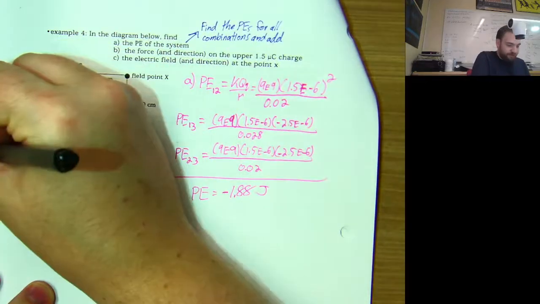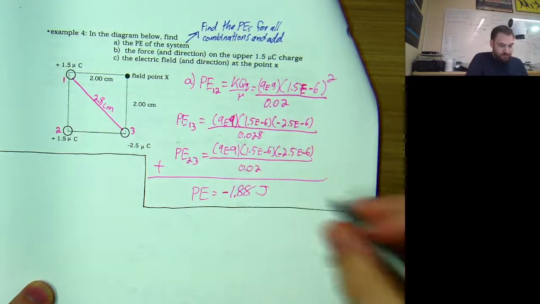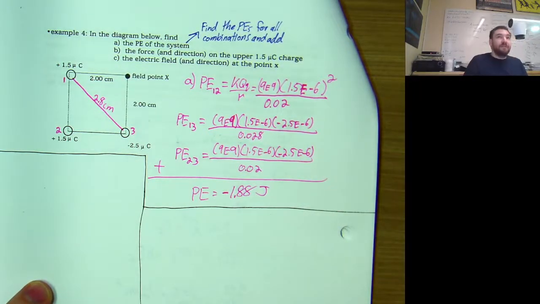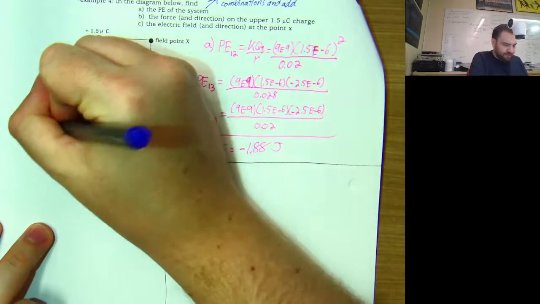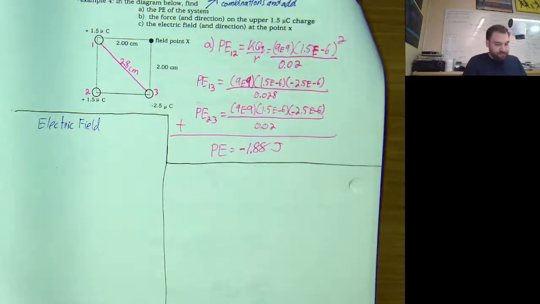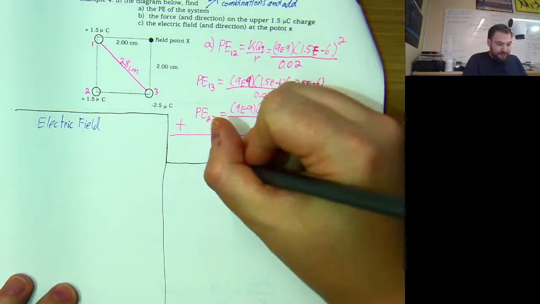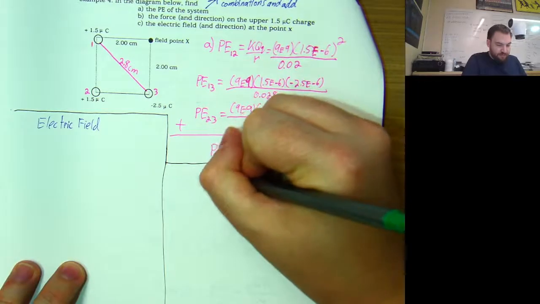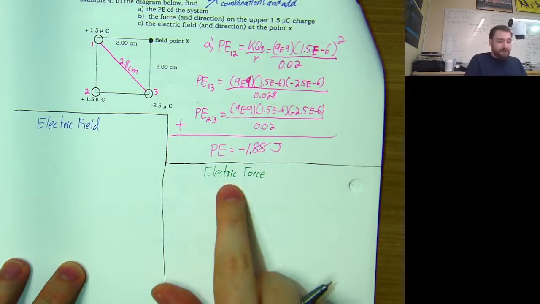Now we're going to do this. I'm going to create some space here. Okay, so that's what I've set up. Over here, we're going to do electric field. Electric field, actually, you guys should be able to do. Let's go. And we're going to find electric force. So that's C. Here's B. Electric force is going to get done over here. This is B.